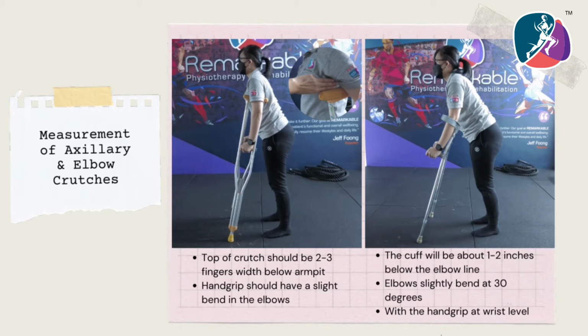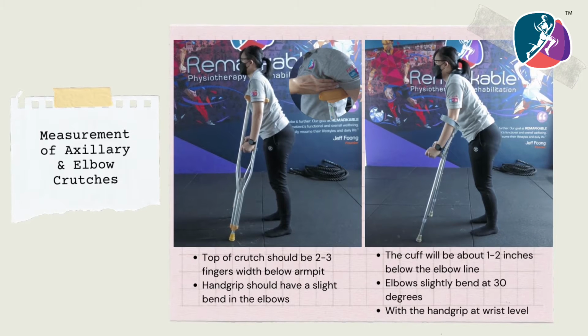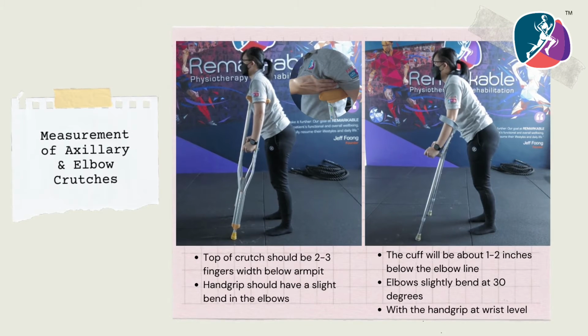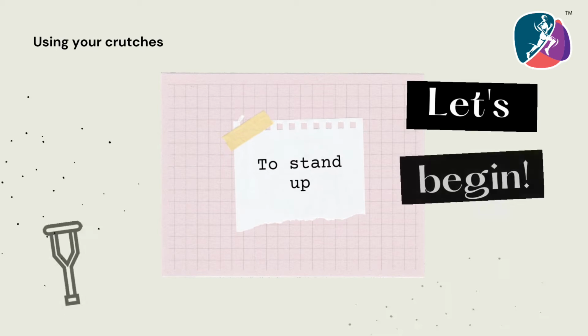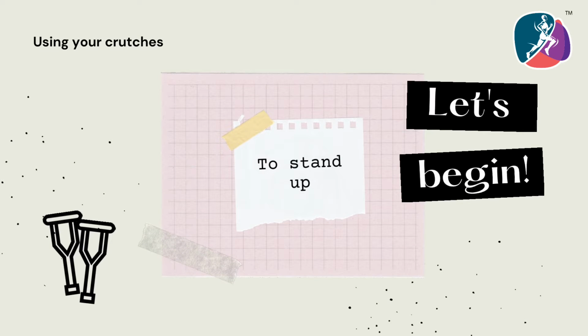For the auxiliary crutches, the top of the crutch should be 2 to 3 fingers width below the armpit, and the hand grip should have a slight bend in the elbows. For the elbow crutches, the cuff will be about 1 to 2 inches below the elbow line. Elbows slightly bent at 30 degrees with the hand grip at the wrist level. Now, we'll be talking about how to use your crutches.